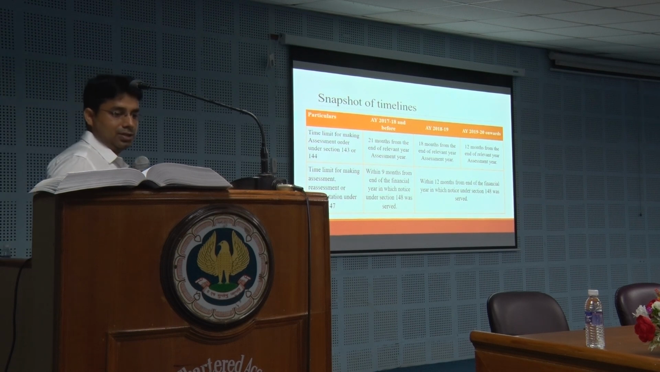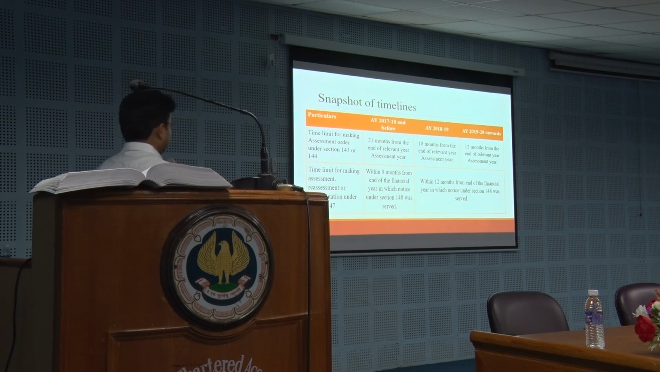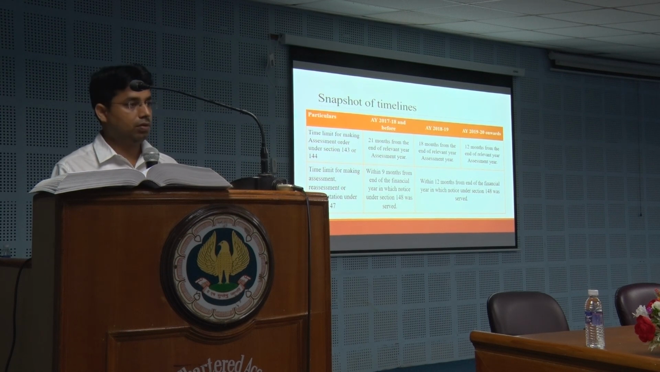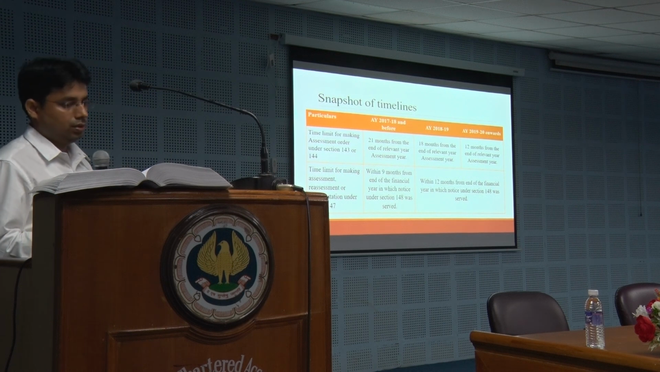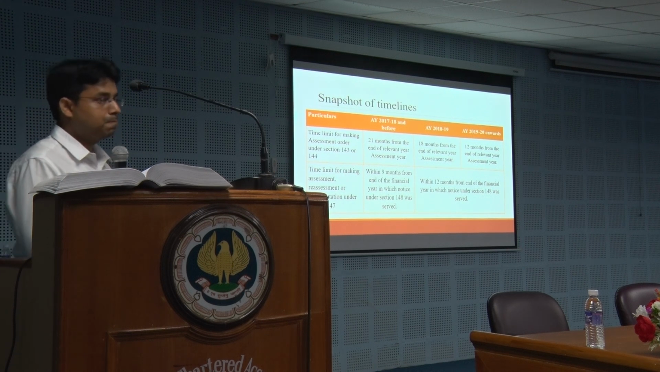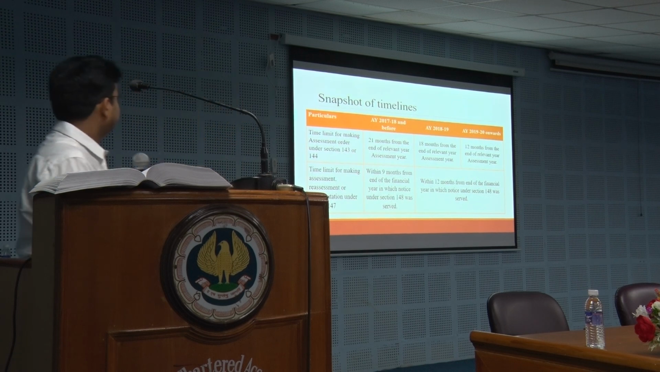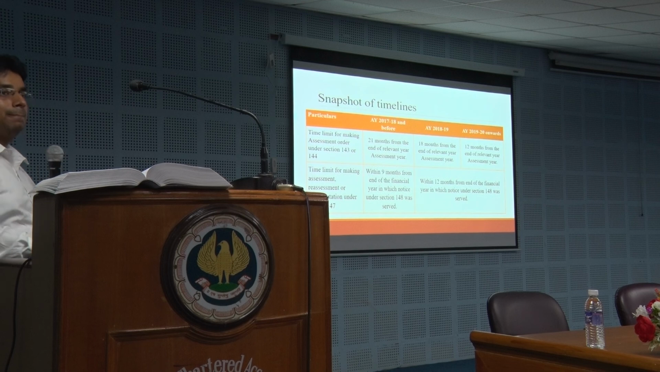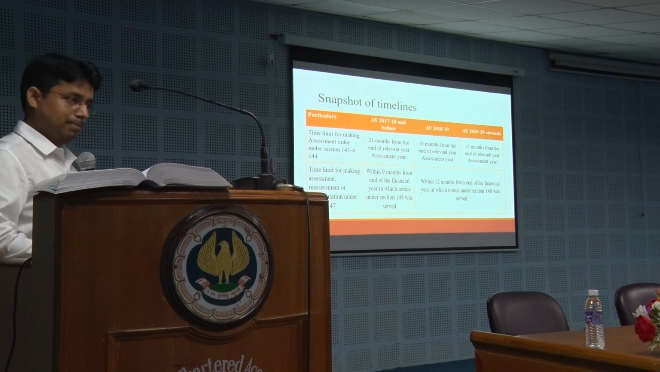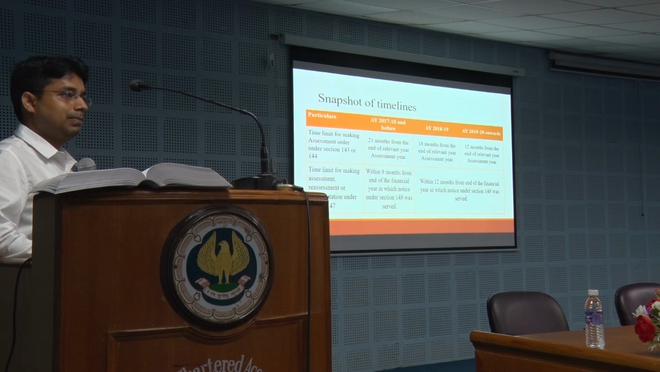Time limit for making assessment, reassessment or recomputation, currently it is 9 months from the end of the financial year. This has been increased, and from AY 18-19 onwards it will be 12 months. So is this the return period or the proceedings period? This is for the return. Suppose there is assessment year 17-18, return scrutiny is going on, then they will be getting 21. Correct.